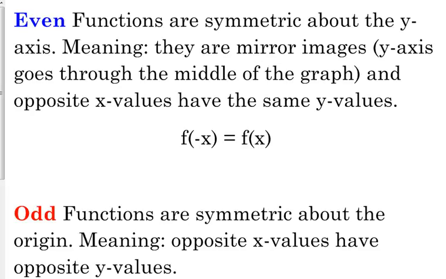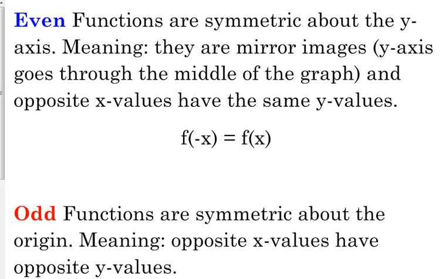Graphically, they're symmetric about the y-axis. So that means that they're mirror images through the y-axis. The y-axis goes straight through the middle of the graph. If you draw a line along the y-axis, the left side is going to reflect onto the right side.